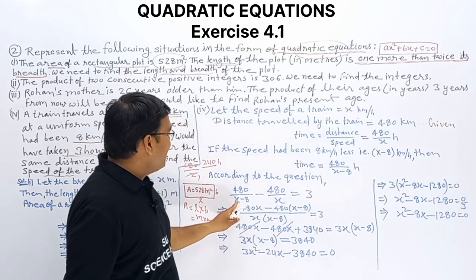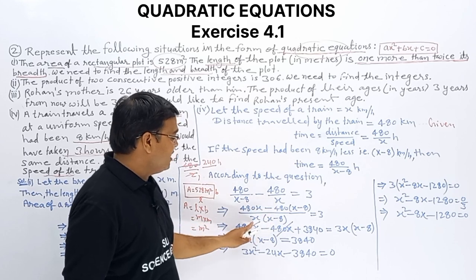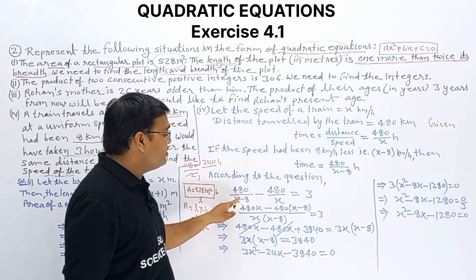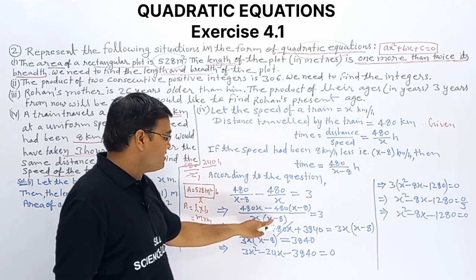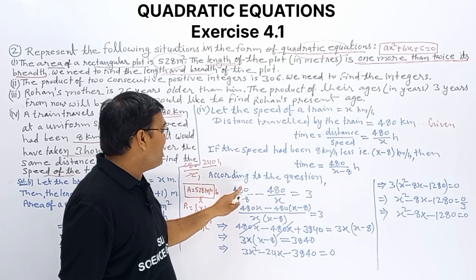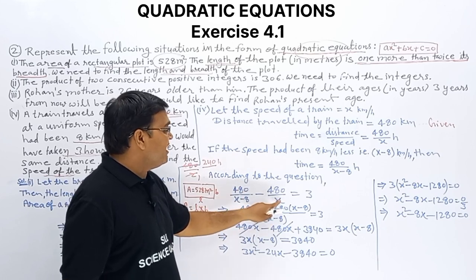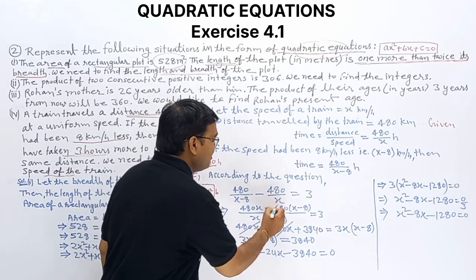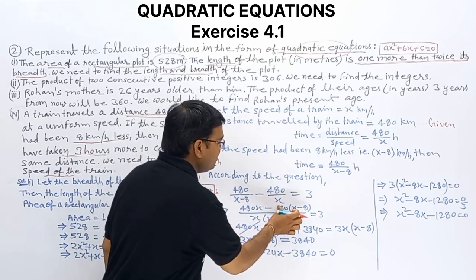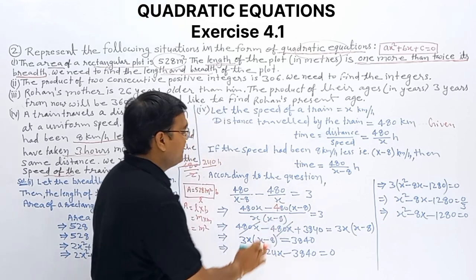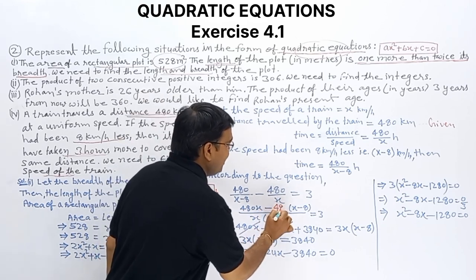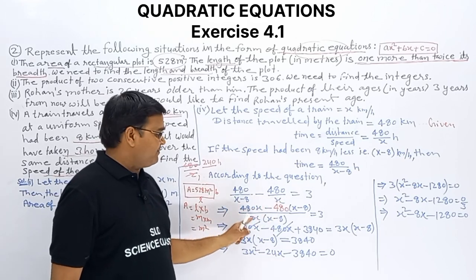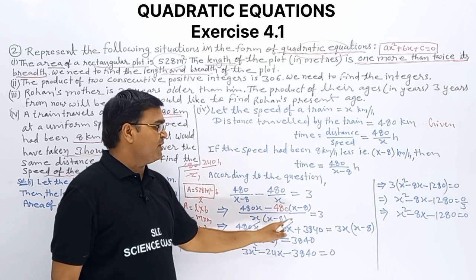Now solve this one. X minus 8, x. LCM will be x into x minus 8. Now this one divided by this one, x minus 8 will be cancelled. We are remaining with x. This multiplied by this one. This one divided by this one, x will be cancelled. X minus 8 is remaining. So what are we getting? 480. Observe carefully. 480 into this one. LCM will be x into x minus 8. And solve. We are getting this one equal to this one.